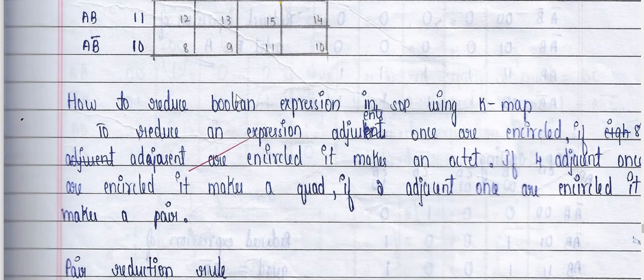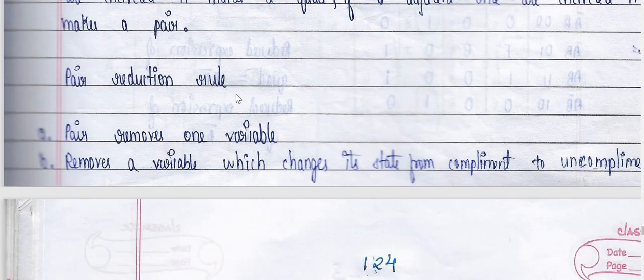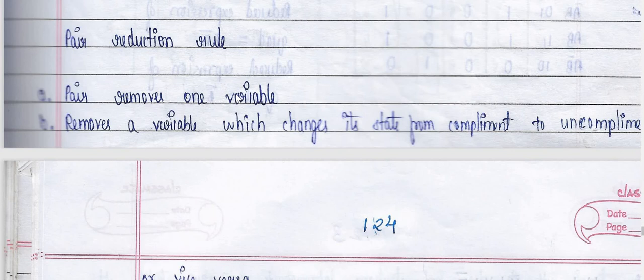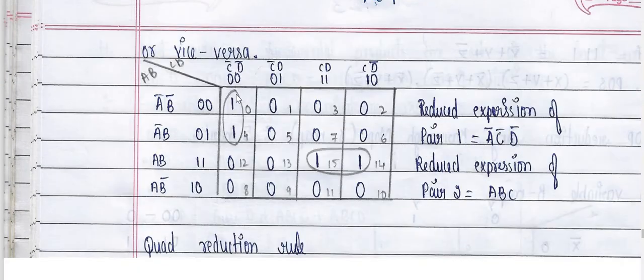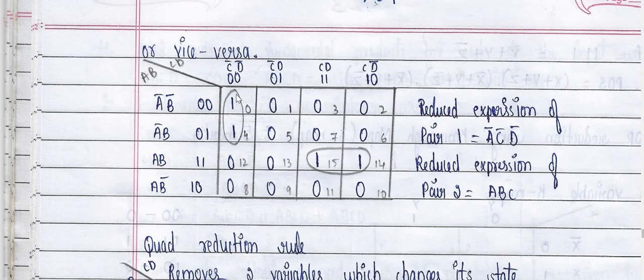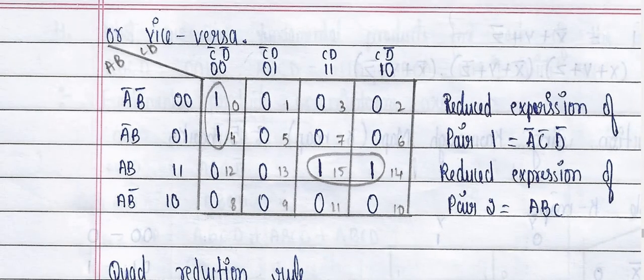First we will see how to reduce a pair. Using the pair reduction rule, we can remove one variable. Using a pair removes one variable. Then we'll see how to remove the variable. See, this is a 4 variable K-map. Here, how many pairs are there?